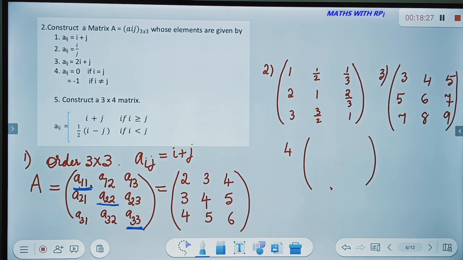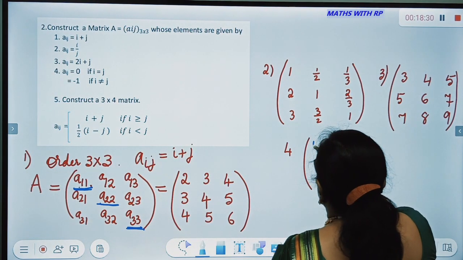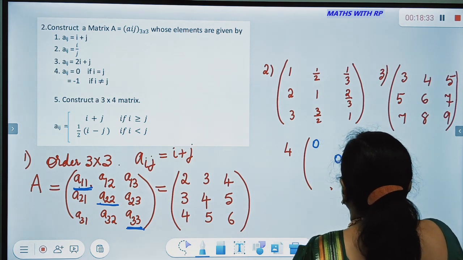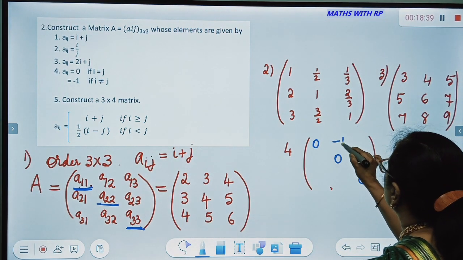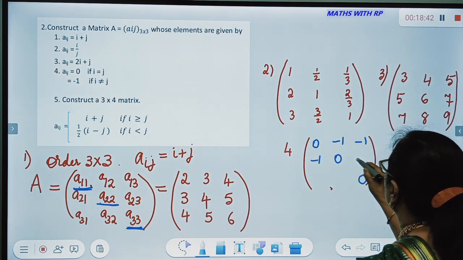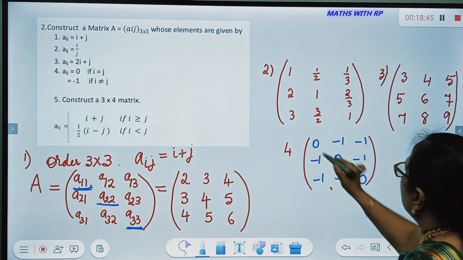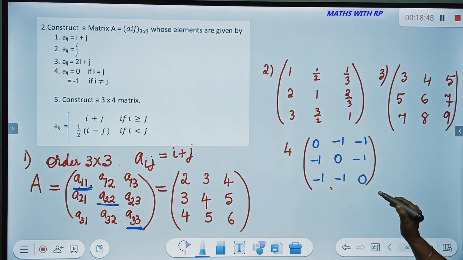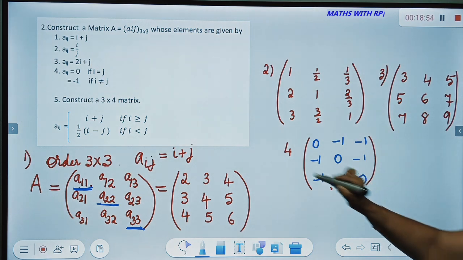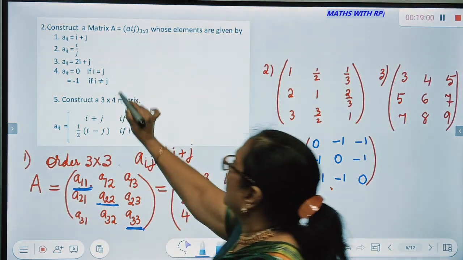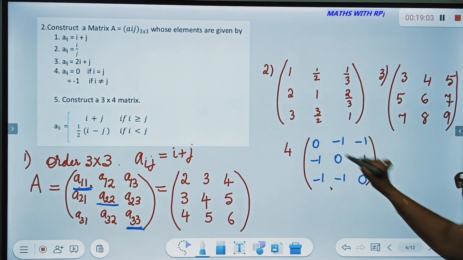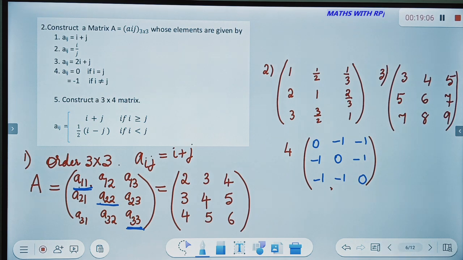So now I have 0 if i equal to j. So A11, A22, A33 are 0. Otherwise what? It is minus 1. So minus 1, minus 1, minus 1, minus 1, minus 1, minus 1. It has got zeros along where? Wherever i is equal to j. That is in A11, A22, A33. Aij equal to 0 if i equal to j. Aij equal to minus 1 if i is not equal to j. So except the diagonal elements, everywhere else i is not equal to j, so replace that by minus 1. So this is the fourth one.